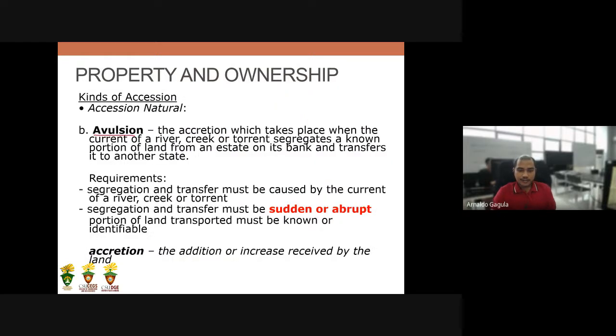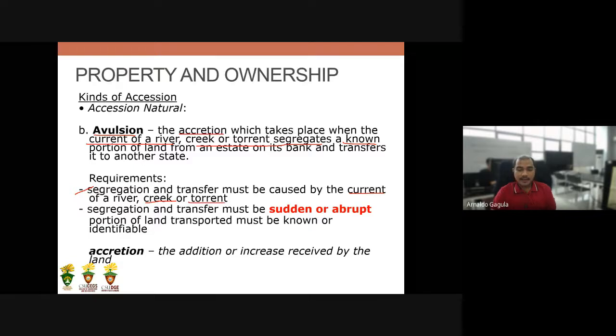Now, avulsion is the accretion which takes place when the current of the river, creek or torrent segregates a known portion of land from an estate to its bank and transfers it to another estate. Requirements: the segregation must be caused by the current of the river, creek or torrent. And the segregation and transfer must be sudden or abrupt.